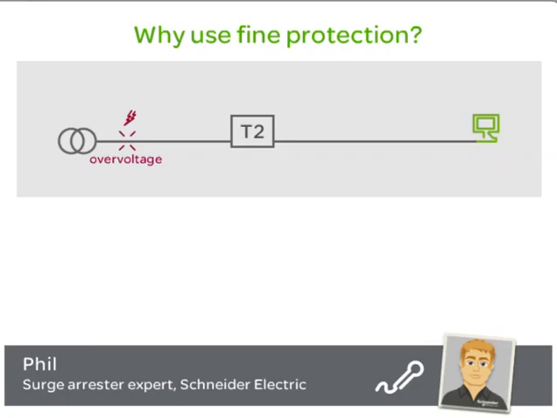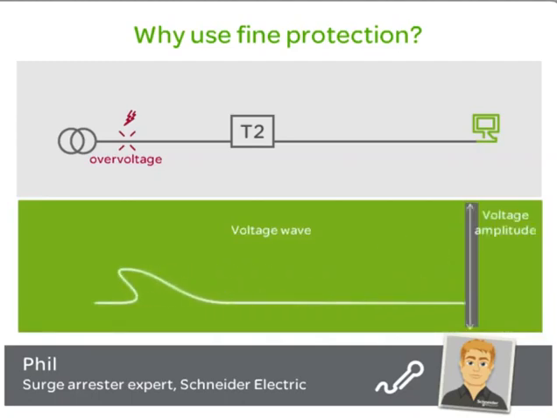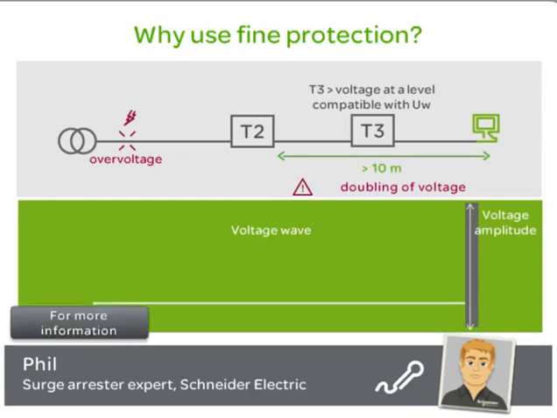A good image of the total reflection phenomenon is a wave coming up against a wall, representing a voltage wave. The height of the wave represents the amplitude of the voltage. The wave crashes against the wall, doubles in height, and is reflected back in the opposite direction. As a result, for cables longer than 10 meters, the voltage may double. To protect against this reflection phenomenon, a Type 3 fine protection surge arrestor will lower the voltage to a level that is compatible with the equipment's UW.